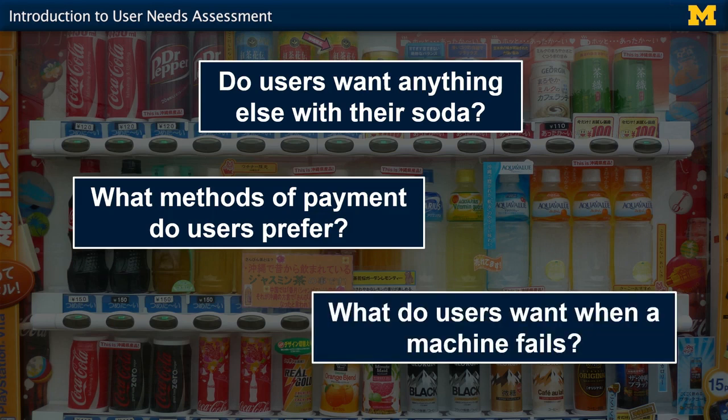And finally, what do users really want when a machine fails? Maybe you want to immediately speak to a customer service representative. Possibly you'd like to have a receipt of the item that you thought you bought but didn't receive. Or maybe you'd like to have a little video captured of the entire event so that when you make your case and try to ask for a refund, there's evidence of what exactly transpired. All of these are questions that are concerned with user needs and the kinds of questions that we'd like to get to the bottom of when we do a user needs assessment.